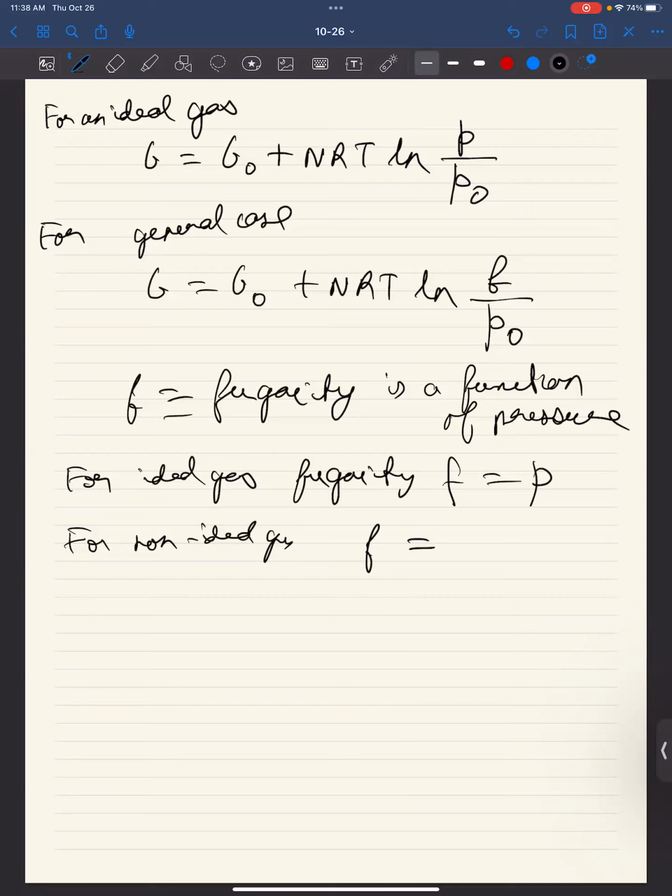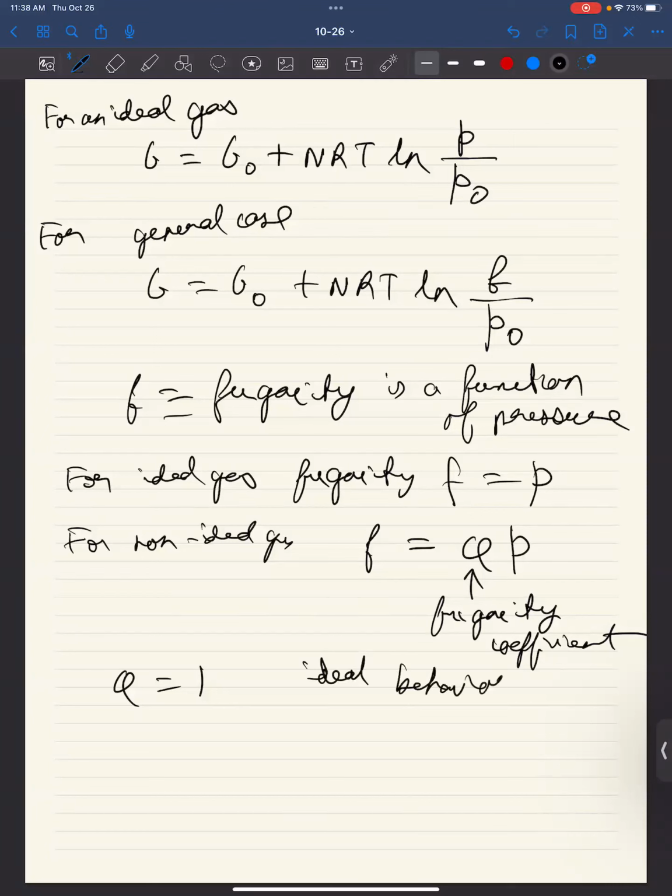It will be something multiplied by pressure. That thing, let's call it phi. This is now known as the fugacity coefficient. The thing that I'm going to show you next is that, well, this is obvious that phi is equal to 1. Is it ideal or non-ideal? If the fugacity coefficient is 1 at every pressure, then it's ideal behavior.